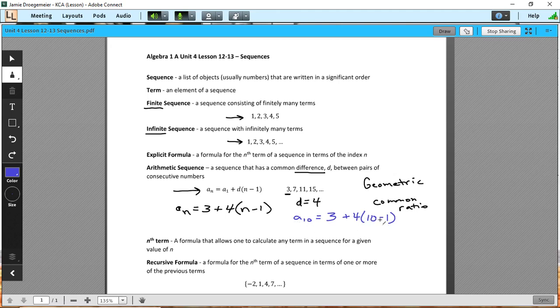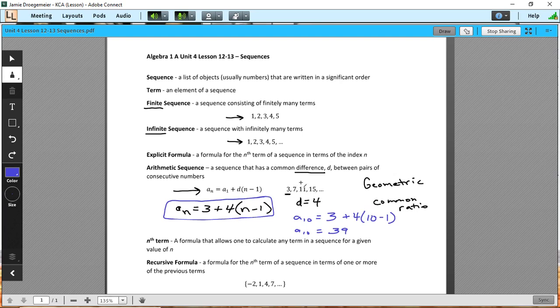So I would do my parentheses first, thinking of order of operations. 10 minus 1 is 9. Then I would do my multiplication. 4 times 9 is 36. And 36 plus 3 is 39. So just by using this formula for that arithmetic sequence, I can figure out that the 10th term here would be 39.